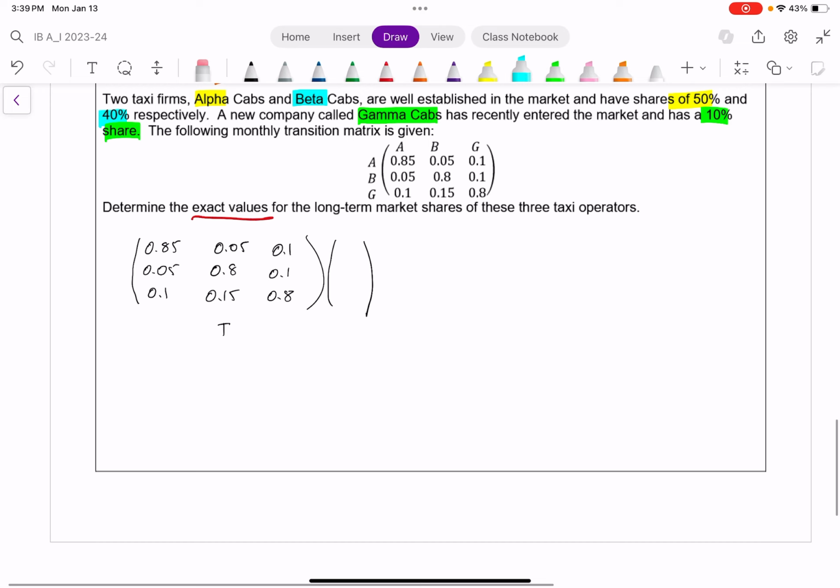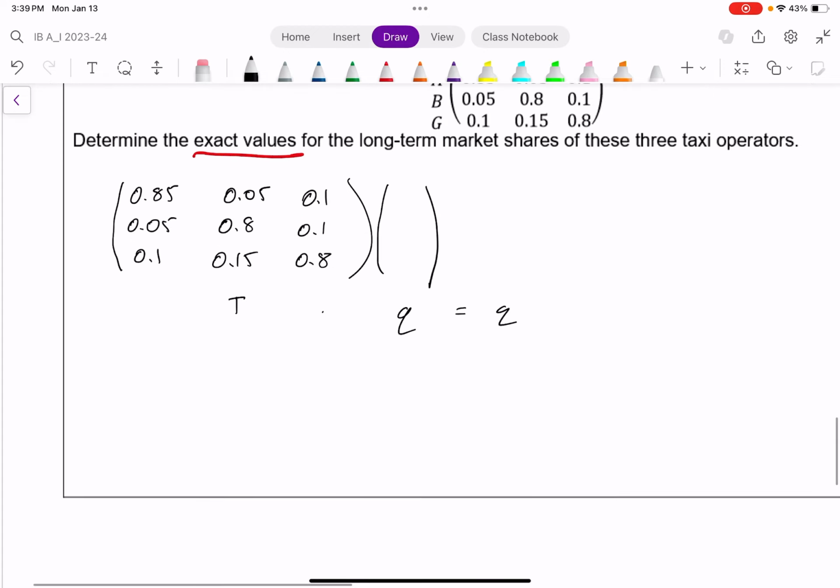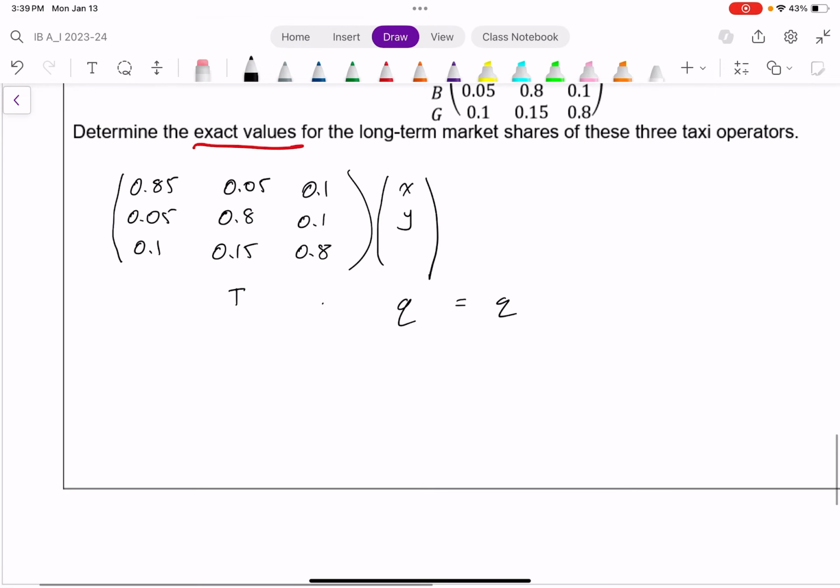And so if I take the idea of going T times Q equals Q, Q being what we're trying to figure out, or in this case, I can say my transition matrix times X, Y, Z equals X, Y, Z.